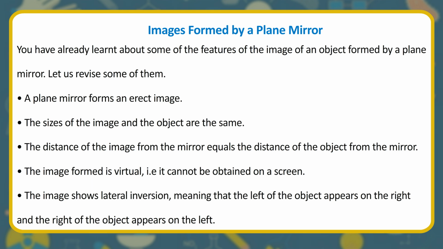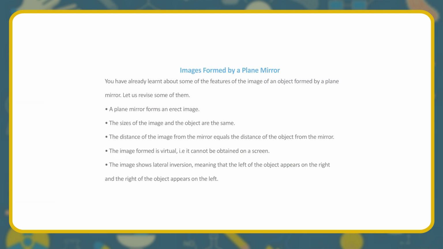Images formed by a plane mirror. You have already learnt about some of the features of the image of an object formed by a plane mirror. Let us revise some of them. A plane mirror forms an erect image. The sizes of the image and the object are the same. The distance of the image from the mirror equals the distance of the object from the mirror. The image formed is virtual, i.e., it cannot be obtained on a screen. The image shows lateral inversion, meaning that the left of the object appears on the right and the right of the object appears on the left.